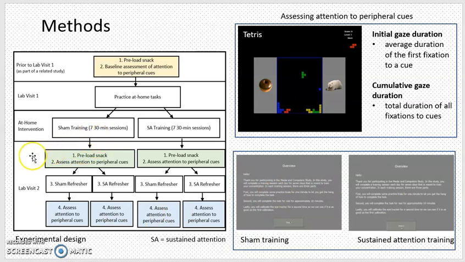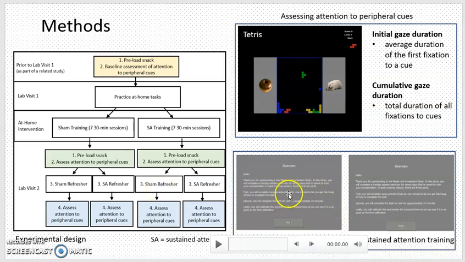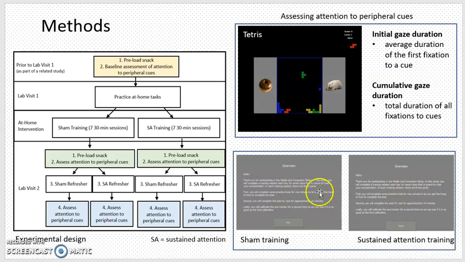And then lastly, for the second lab visit, we had them come back to the lab. They had a snack to control for hunger, and then they would play Tetris, to assess attention to peripheral cues a second time. Then they did a sham task, or they did a refresher task, which is a briefer version of these at-home trainings, the sham and sustained attention trainings. And lastly, they would play Tetris to assess attention to peripheral cues a third and final time.